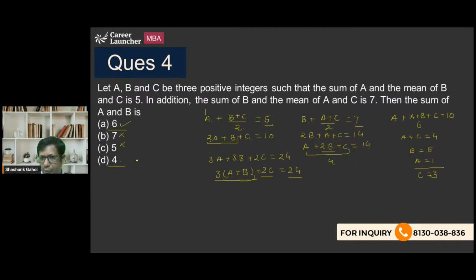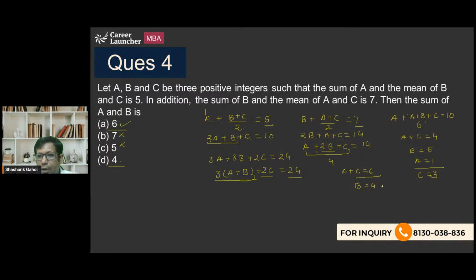Now let's try with 4. So A plus B is 4. So it means A plus C is going to be 6. Just using this equation, same thing. So this is A plus C is 6. So 2B comes out to be 8, so B comes out to be 4.